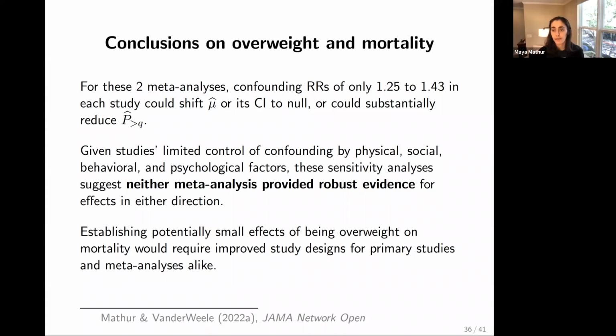It's a little bit puzzling that it feels like there's been quite a war about these meta-analyses where really, arguably there's a major limitation in just what we can actually conclude from either of these, given both the relatively small point estimates at the outset and the limited control of confounding that these studies have. And so I think if we're going to try to establish credibly potentially quite small effects in either direction of being overweight on mortality, this is really going to require improved primary study designs as well as meta-analyses as well.